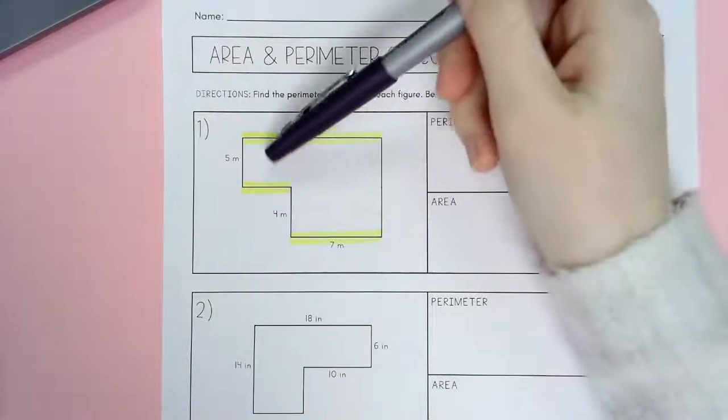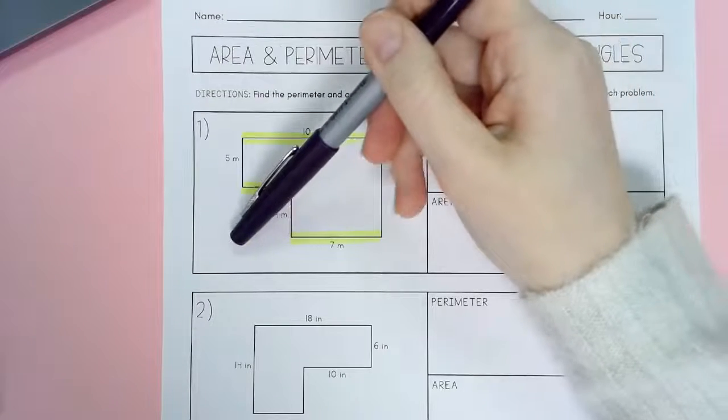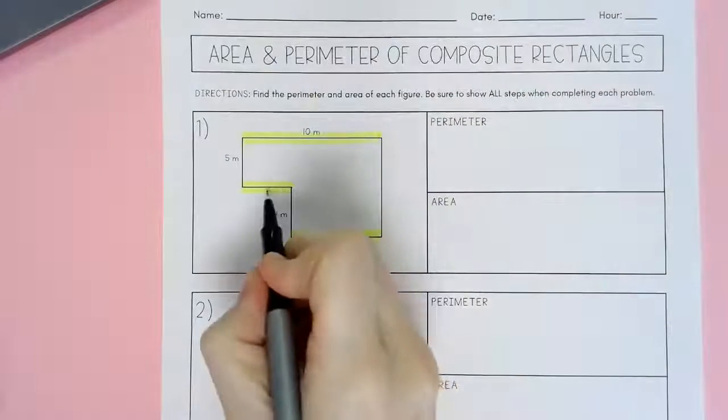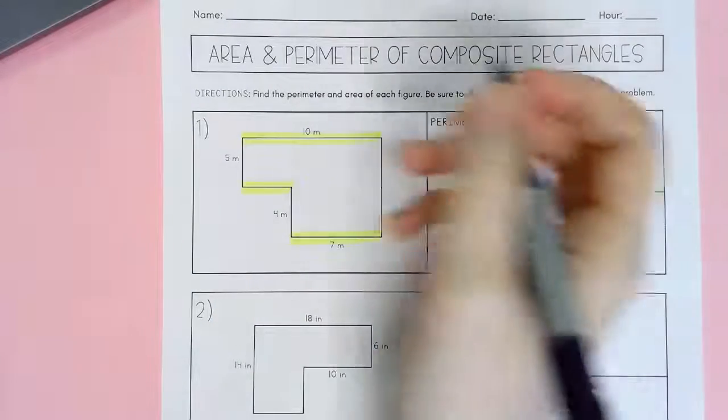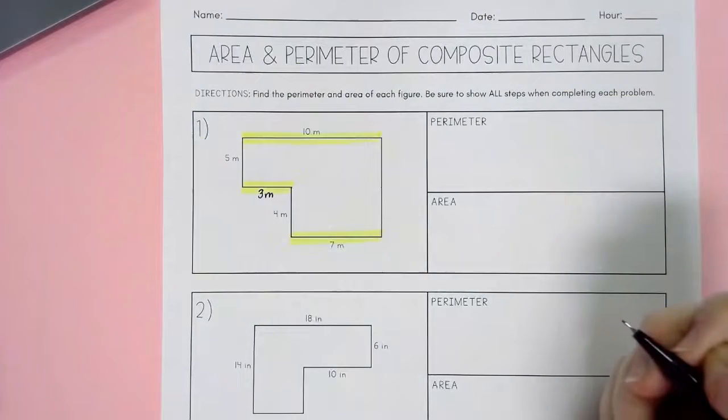Sometimes it helps people to visualize if I pushed this side down, it would meet right here. And then this plus this would be 10. So what plus 7 is 10? Well, I know that would be 3. So I'm going to put 3 meters.